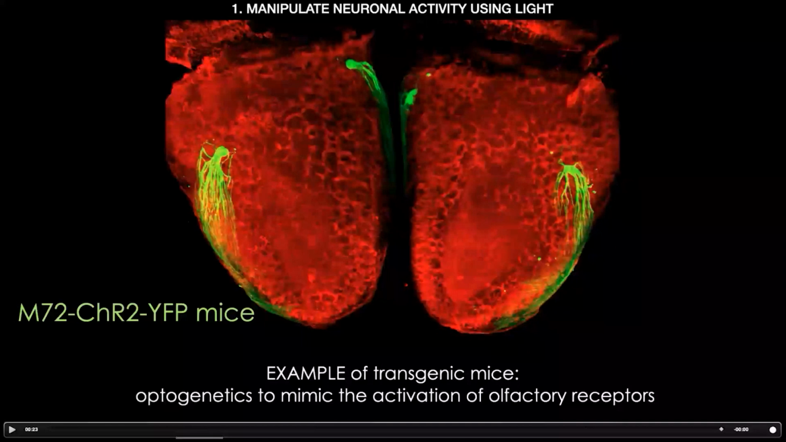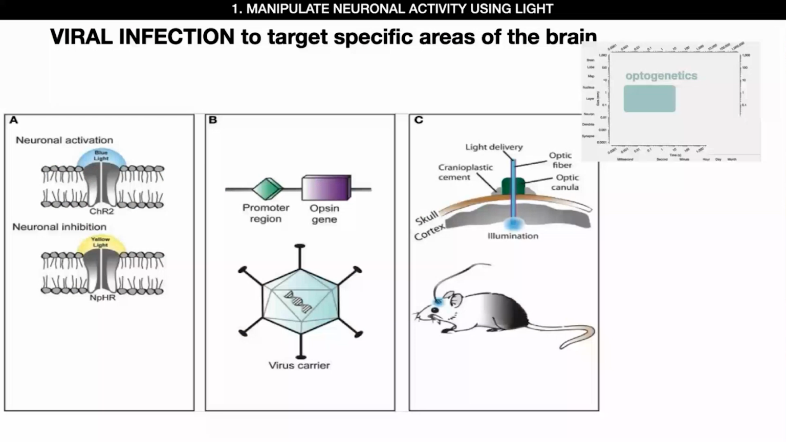On the other side, you can also use viruses. And how do you do that? Well, you can engineer the DNA of the viruses to express the opsin of interest under a specific promoter. And then you can inject this virus in the area of interest. And both in the case of viral expression of opsins, but also in the case of transgenic mice, what else do you need? Well, to deliver light, you need an optic fiber that will allow you to target specific areas of the brain.